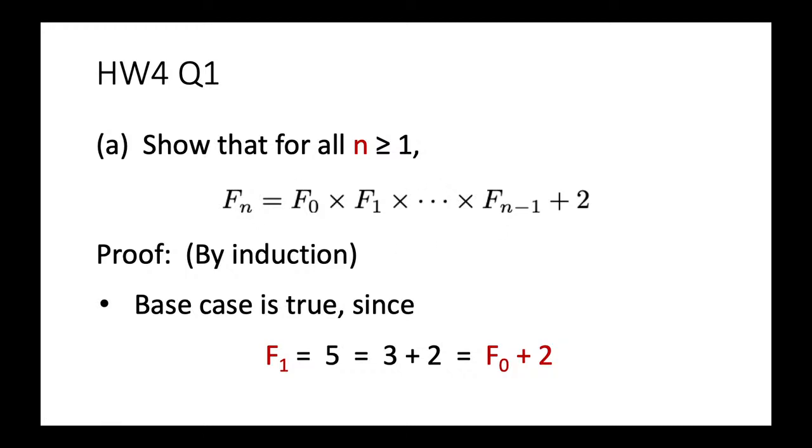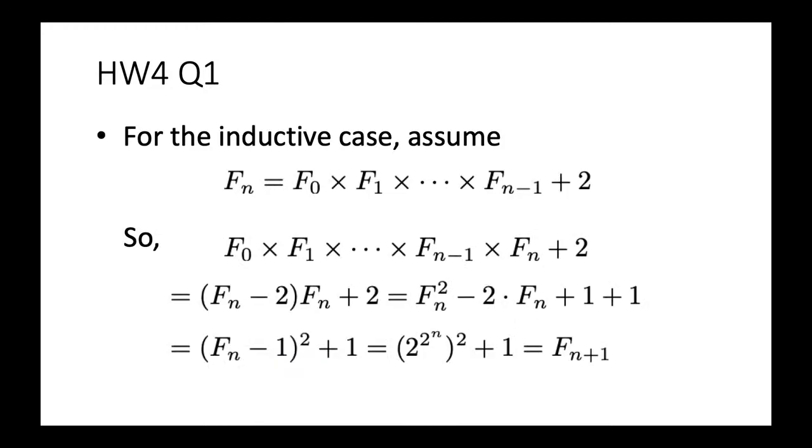Now, in general, we want to show that this formula works for every n. And using induction, we can first assume that the formula is correct for f of n. And given this information, we want to show that the formula is also correct for f of n plus 1. So we can assume that this is correct, and then what we want to investigate is the next case. In the next case, the right-hand side will be f of 0 multiplied up to f of n, and then plus 2.